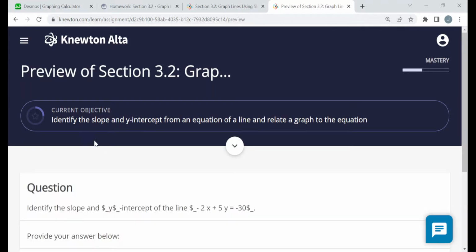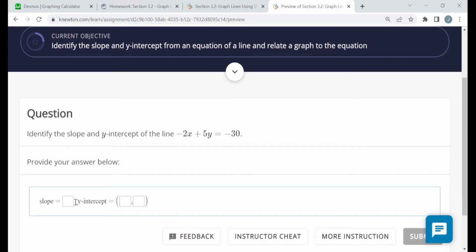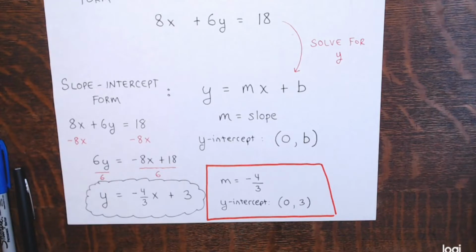It looks like the same objective. Once again, we're given an equation that's not in slope-intercept form. I should be able to put it in slope-intercept form and then identify the slope of the line and the y-intercept of the line easily from there. All right, so I'll write this out on a separate page.